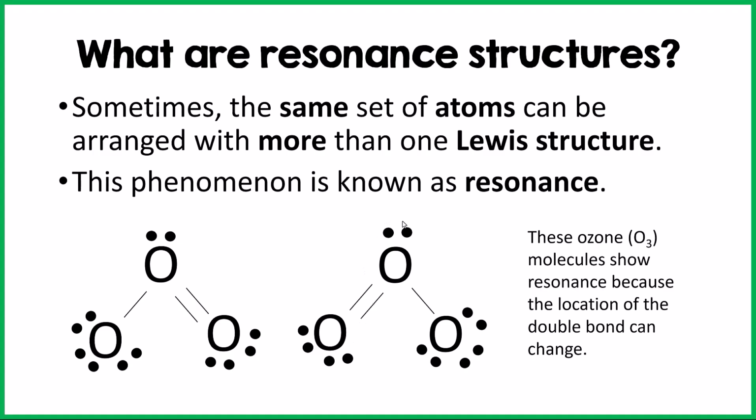And as you notice, these still follow the octet rule because we have 2 electrons on this side, 2 covered by this bond, 2 covered by this bond, and 2 covered by this bond. So that's 8 total, and the same goes for these other atoms over here.